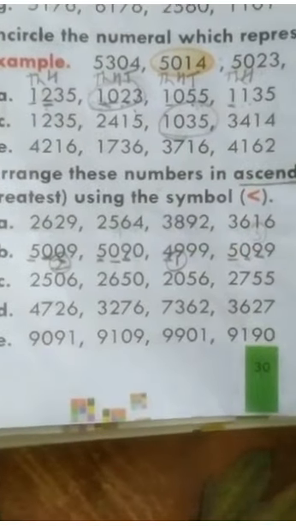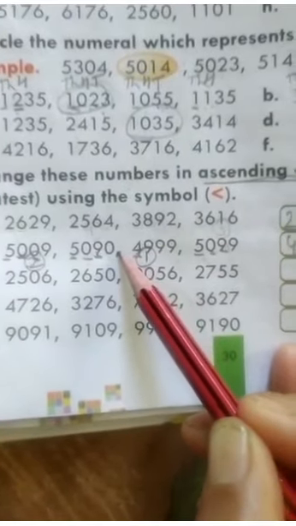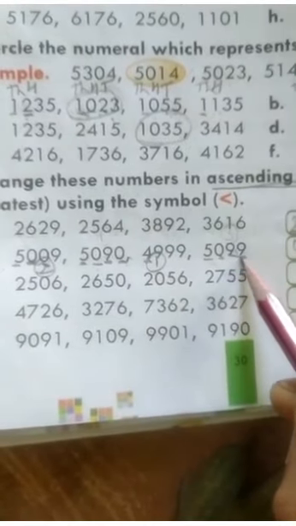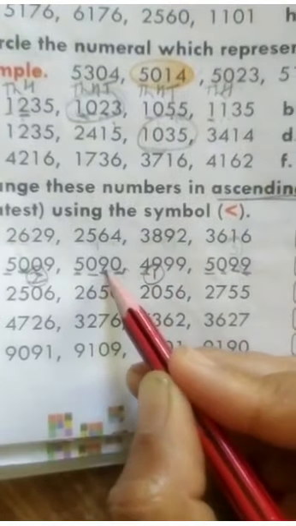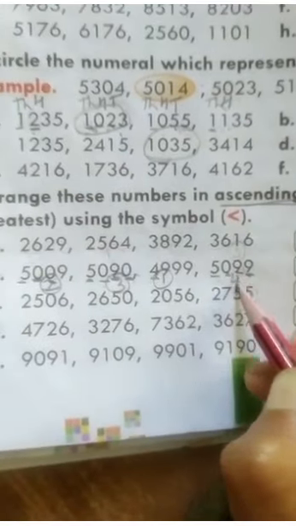Now we have to compare these left numbers. Now we have to see the digits under ones place value. Here it is 0 and here it is 9. So which is smaller? 0. So this number will come at number 3 place and this is the greatest number.